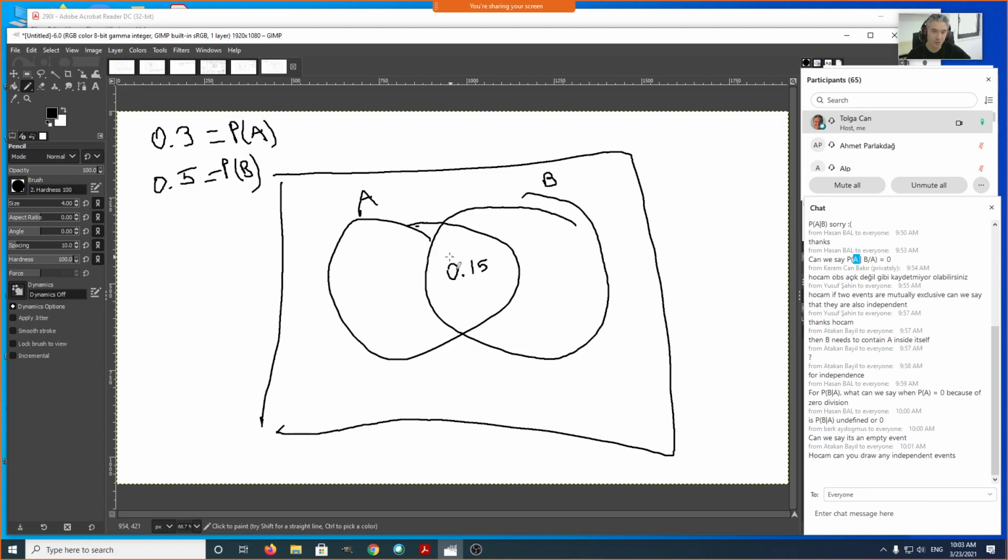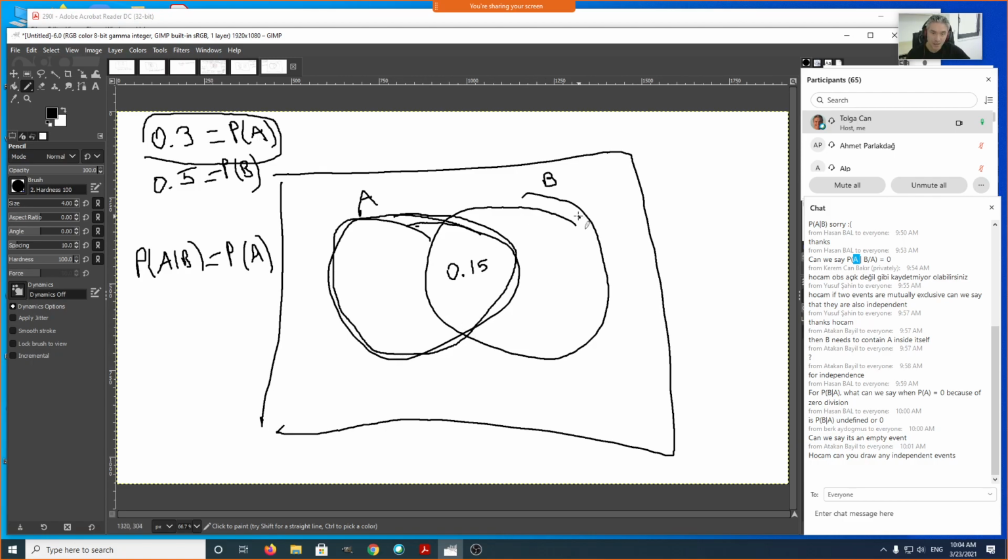When you use the set analogy, you may tend to use the parts that you write here as counts, but probabilities are not counts, they are ratios. When I say the probability of A is 0.3 here, it means that the ratio of the number of outcomes here over the outcomes in the entire sample set is 0.3. If they are independent, the probability of A given B should still be the probability of A, which is 0.3.